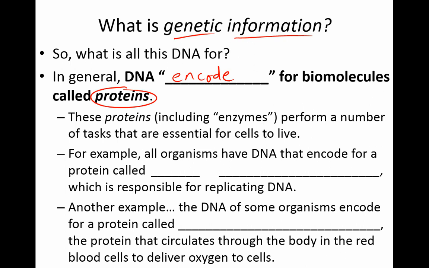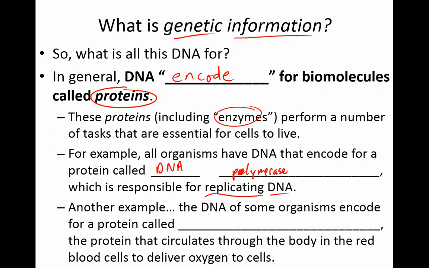For example, some of these proteins are enzymes. Enzymes are certain proteins that speed up chemical reactions. They perform a number of tasks that are essential for cells to live. One example of a protein is DNA polymerase. You will recall that DNA polymerase is the protein that replicates DNA.